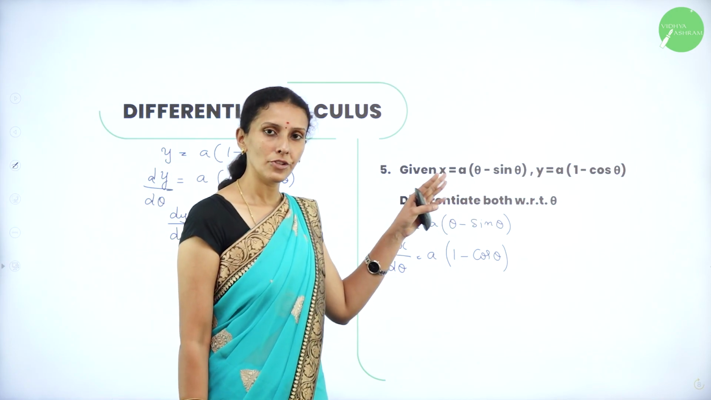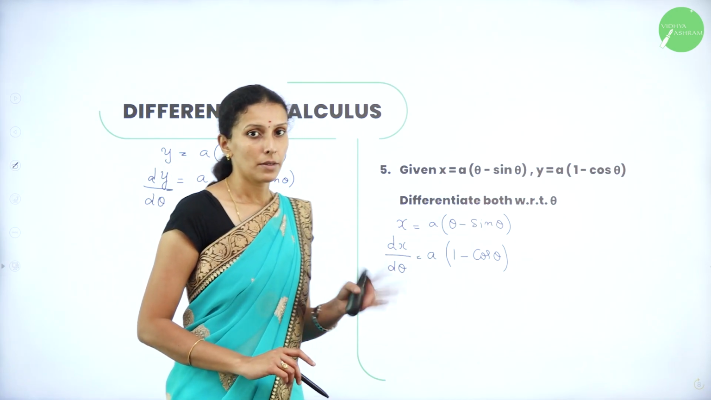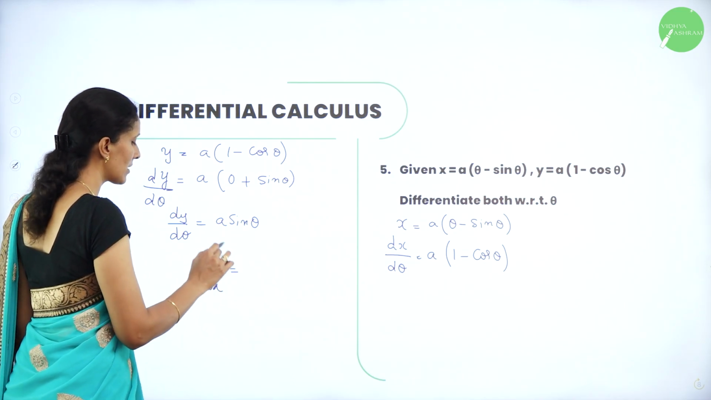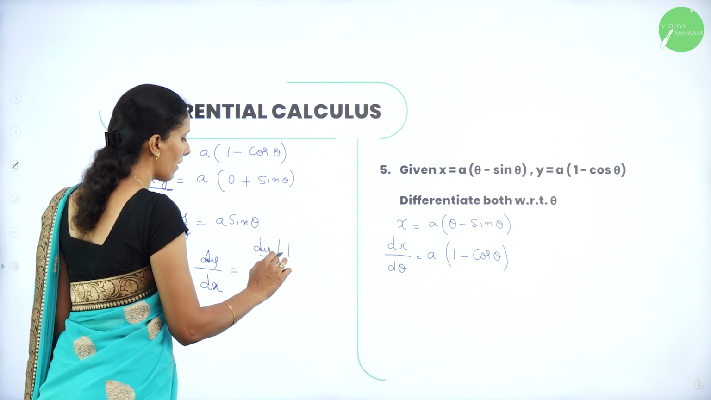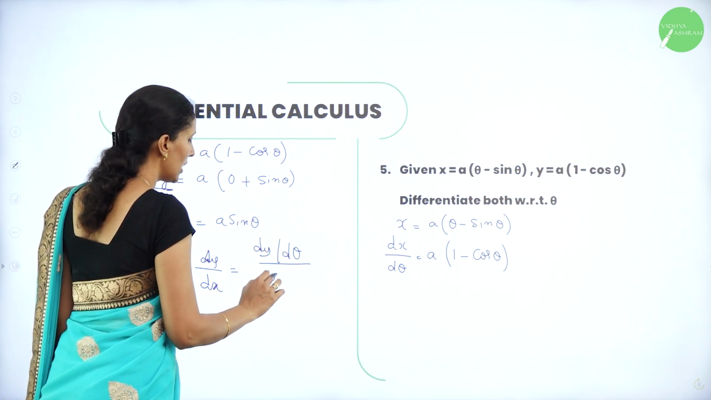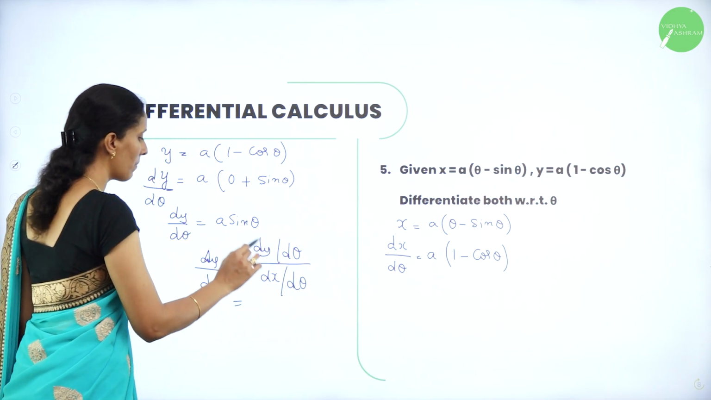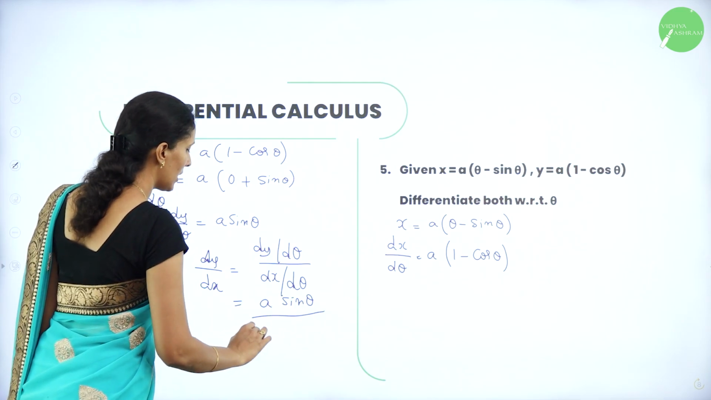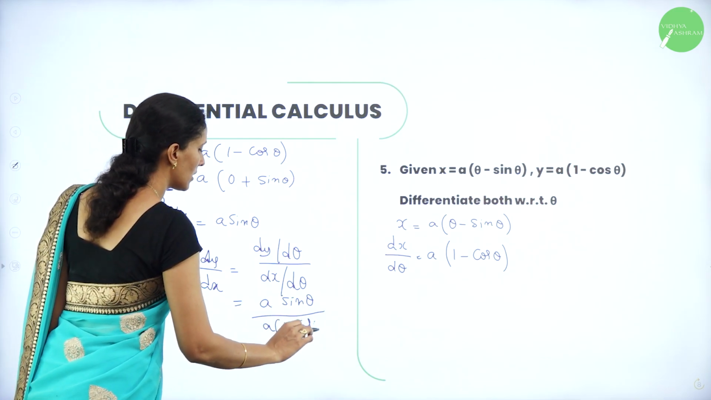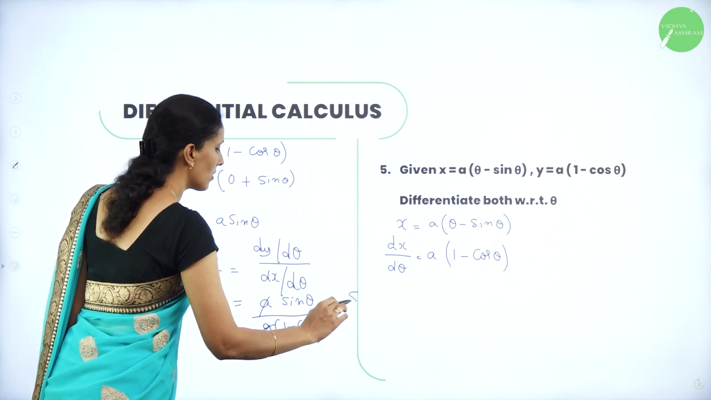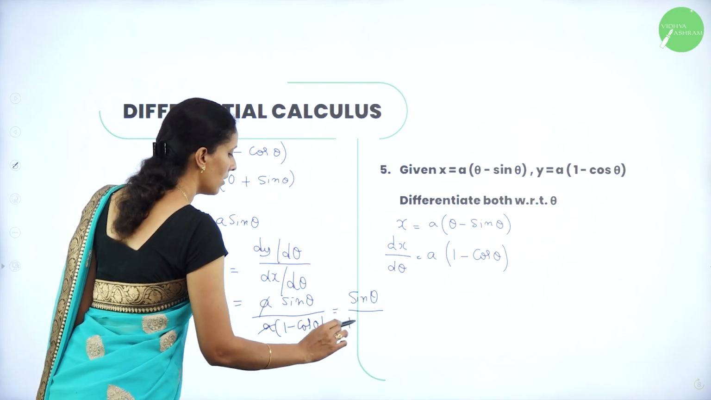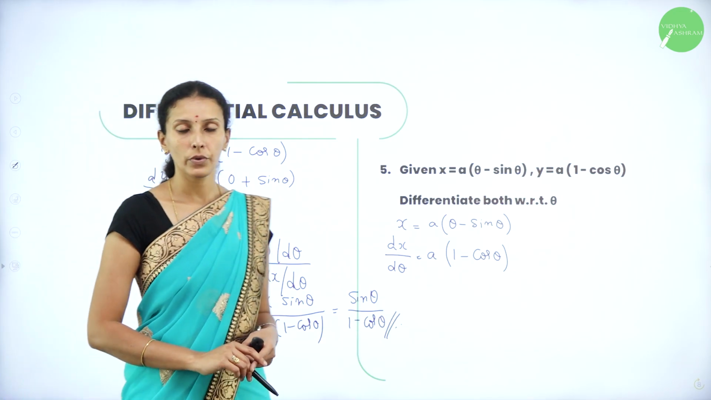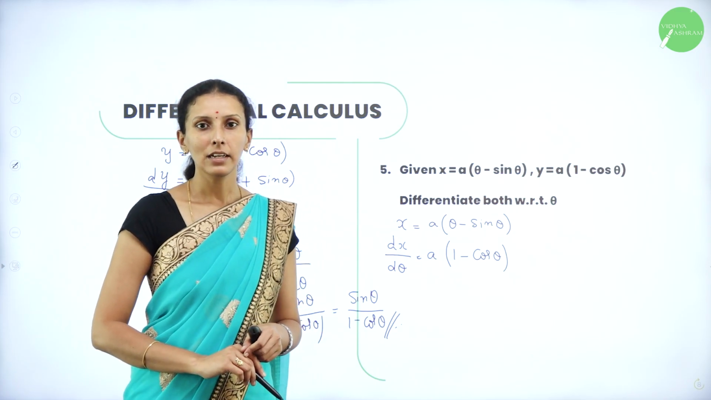Now we have differentiation of both x and y with respect to theta. Suppose if they ask you to find dy by dx, how are you going to find dy by dx? So dy by dx is nothing but dy by d theta divided by dx by d theta. So dy by d theta is nothing but a sin theta. Dx by d theta is a into 1 minus cos theta. So a gets cancelled, your answer will be sin theta divided by 1 minus cos theta. So this is the differentiation of y with respect to x, with theta as a parameter.